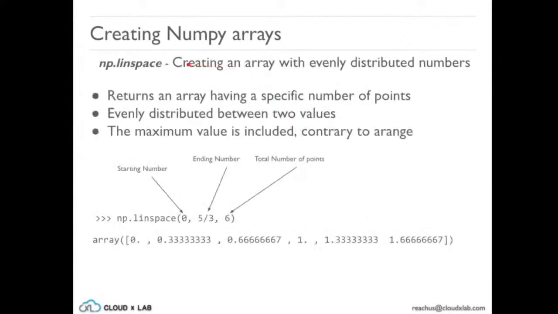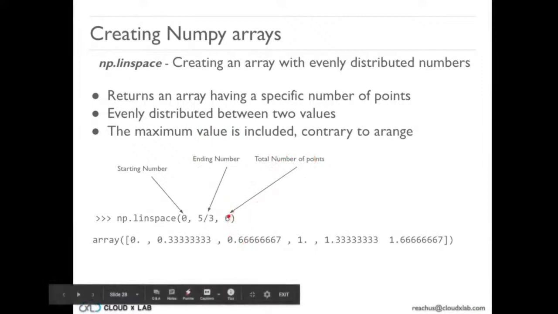Okay, now there is another way, which is to create an array of evenly distributed numbers, and that's called np.linspace. The way that works is it returns an array with the specific points, evenly distributed between 2 points. The maximum value is included. So if you remember, when I use np.arange, the maximum value is not included. In this case, the maximum value is included. The other difference is that whereas in np.arange I gave the step size, here I don't give the step size, I give the total number of points that's needed.